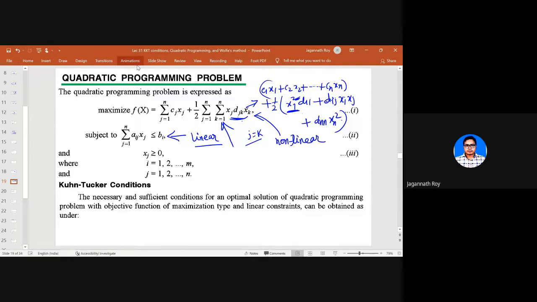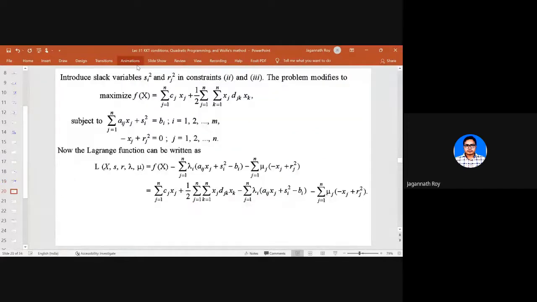Now if we differentiate, then the function f dash becomes linear because this is a quadratic function. So f dash becomes nonlinear. But for a nonlinear function, we have seen that we can use Kuhn-Tucker conditions for a necessary and sufficient condition.